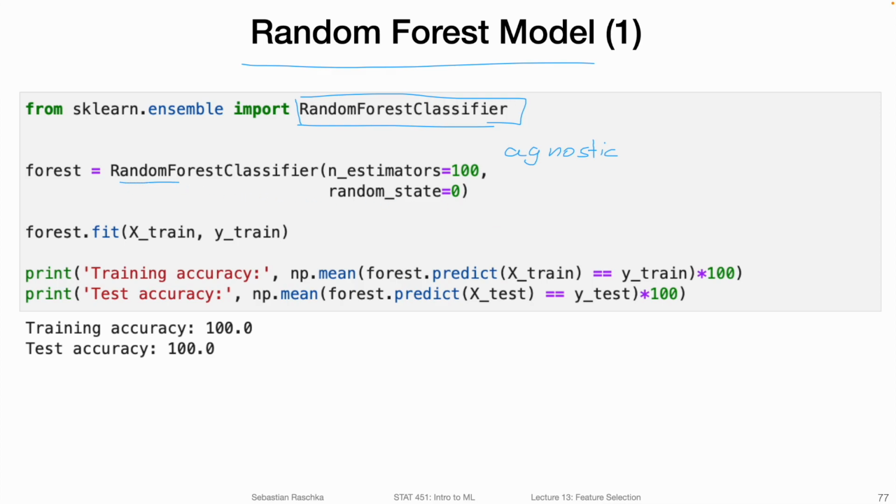Here we are setting up a random forest classifier with 100 trees, and we're fitting it to the training set, and here is just the accuracy computation. We see actually here that the training accuracy is 100% and the test accuracy is also 100%, which indicates that this is actually a pretty good model. Or it could also just indicate that the dataset is pretty easy to classify.